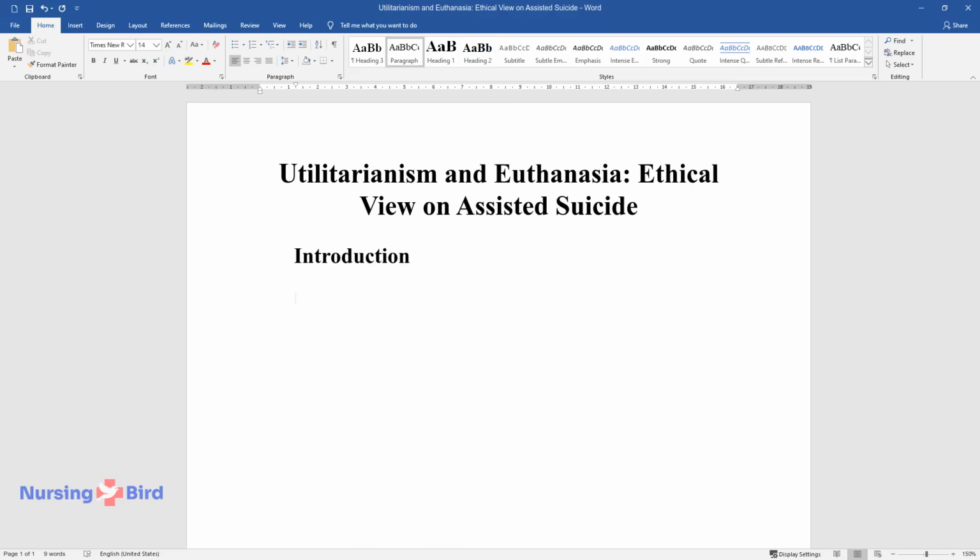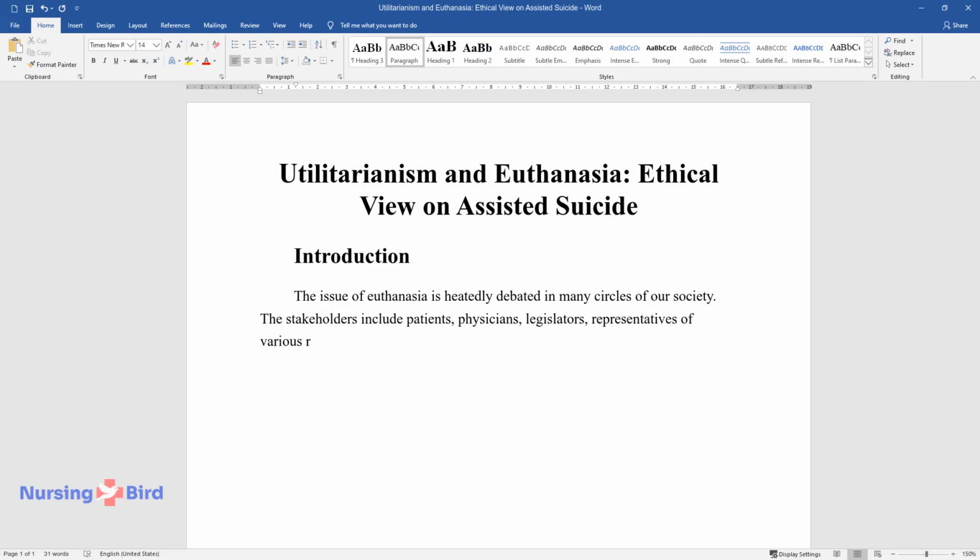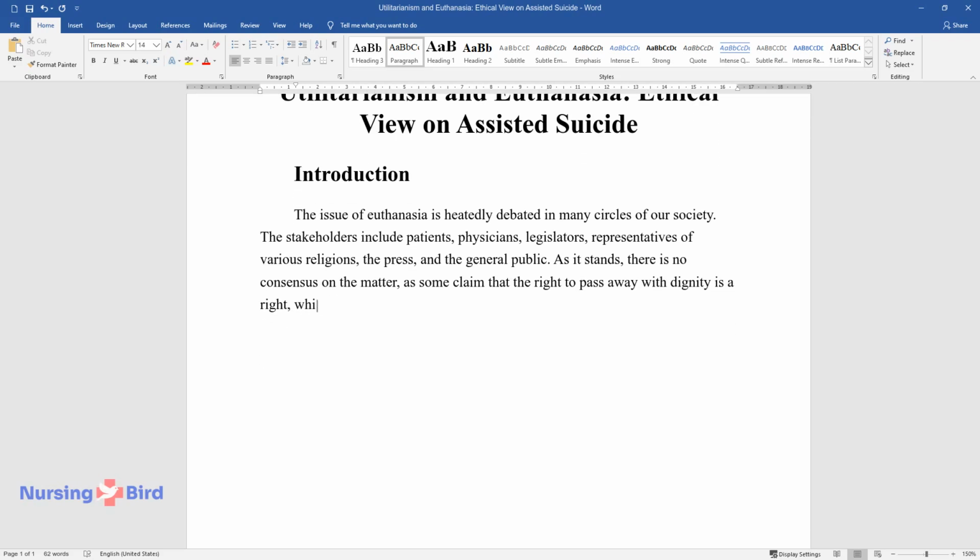Introduction. The issue of euthanasia is heatedly debated in many circles of our society. The stakeholders include patients, physicians, legislators, representatives of various religions, the press, and the general public. As it stands, there is no consensus on the matter, as some claim that the right to pass away with dignity is a right, while others fear the consequences for society might be too great.